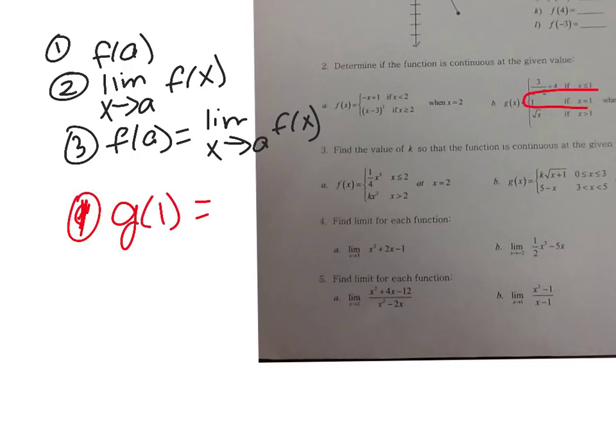So that's right here. So that's just 1. So g of 1 is equal to 1. So now you have to find the limit. So this is number 2. So this is the limit as x approaches 1 from the, and let's start off with from the left.